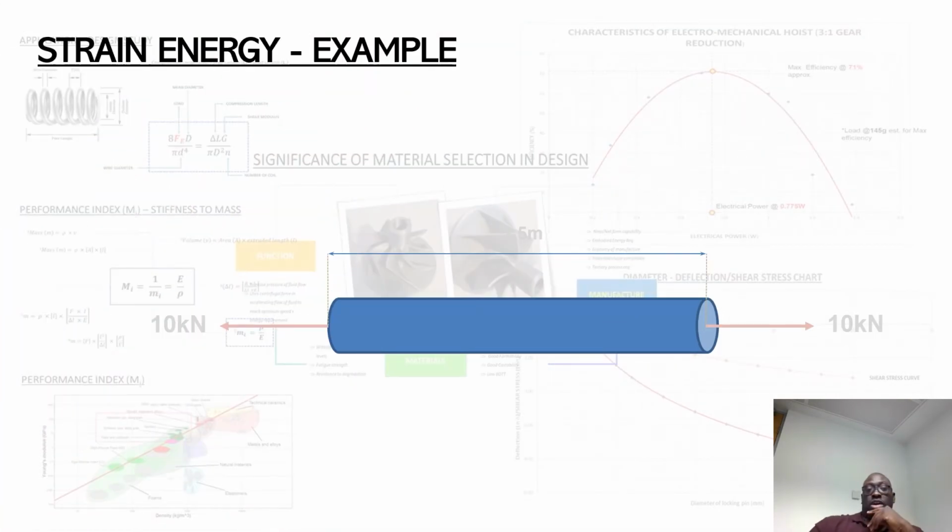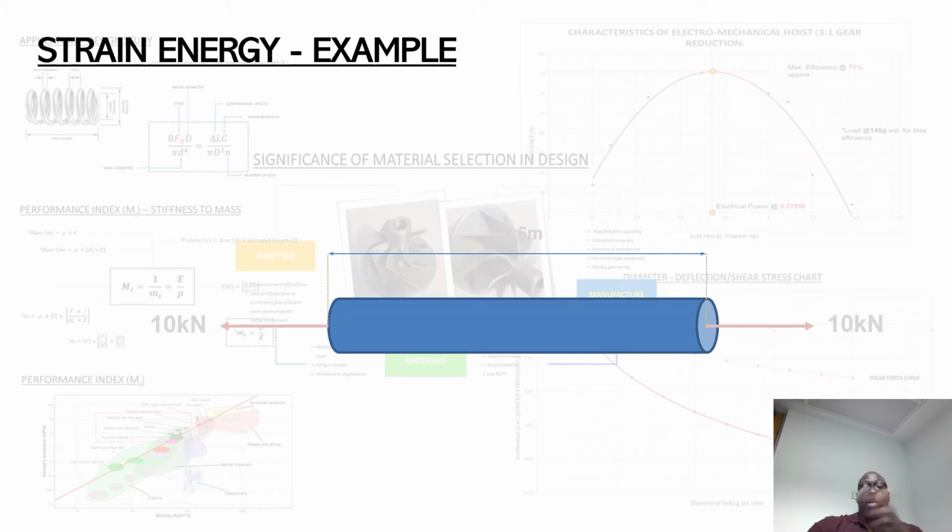So let's see how we can work out the strain energy for the example that we worked out previously. So what do we know? We know how much the material is extended by. The material is extended by 0.35 millimeters. We know what the applied force is. So in terms of generating that change in length of 0.35 millimeters, that requires a force of 10,000 newtons or 10 kilonewtons. So that information can enable us to use U is equal to half F times delta L.